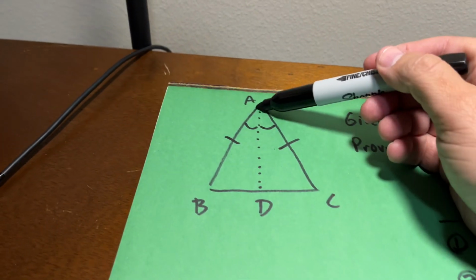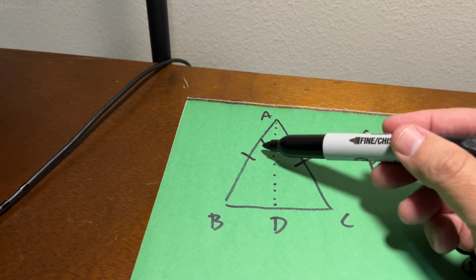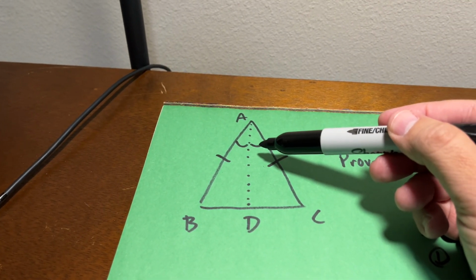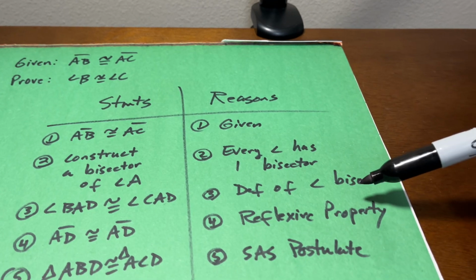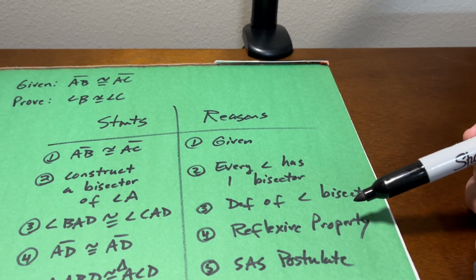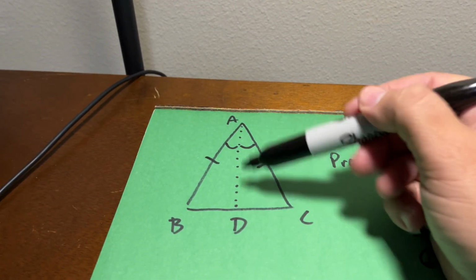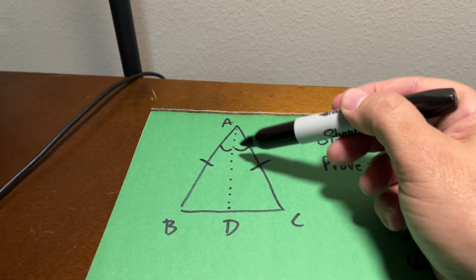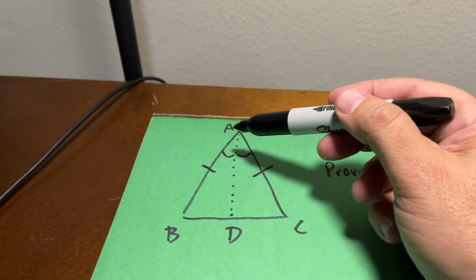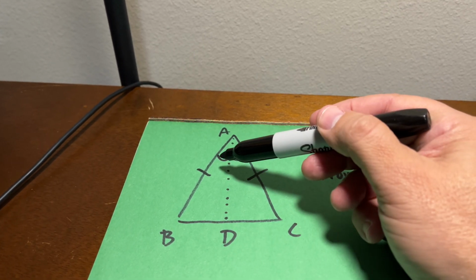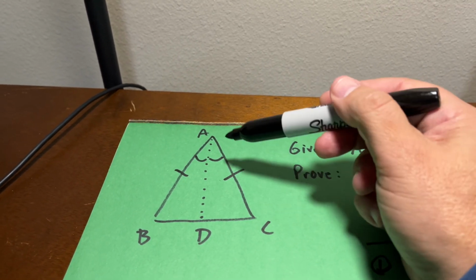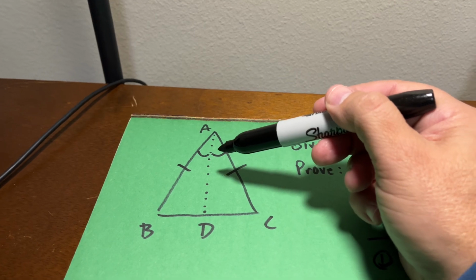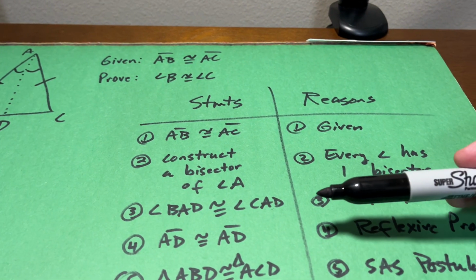So the fact that I bisected this, that these two angles are the same, comes by definition of what an angle bisector is. An angle bisector is a segment that cuts an angle into two equal parts. This angle is equal to that angle. So angle BAD, that angle, is congruent to angle CAD, that angle. So that's my third step here.